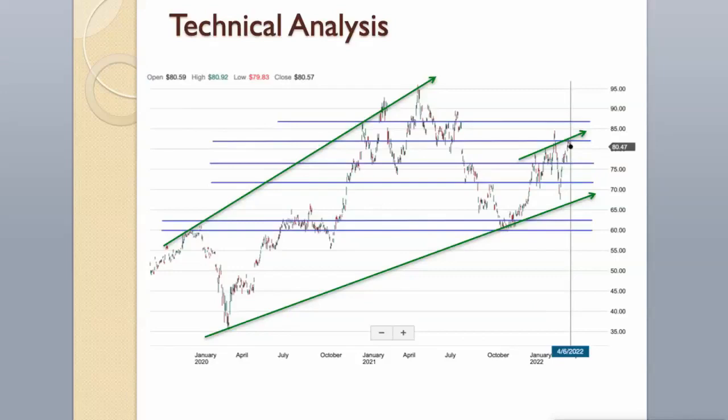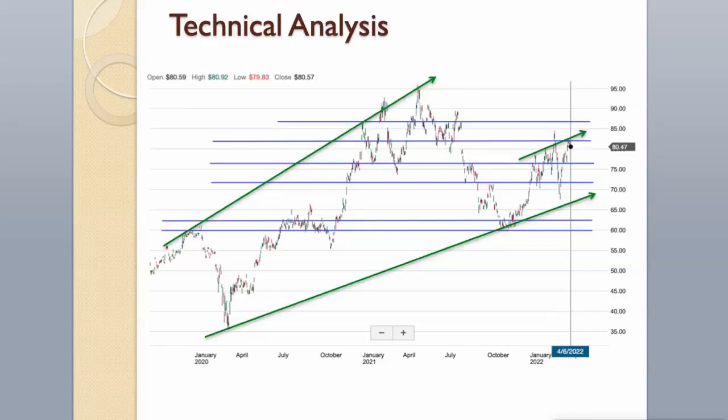Technical analysis. The stock is an average performer in the overall market. Both the short-term and long-term trends are positive. Support levels are around $76.70 and $72. Next support levels are around $62.20 and $60. Resistance level is around $82. Next resistance level is around $86.50.